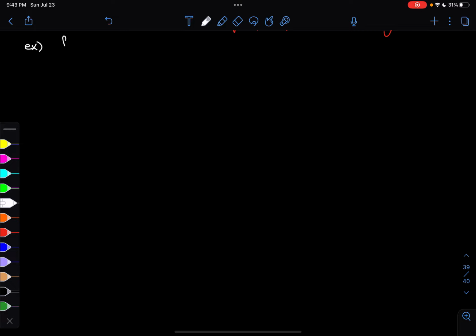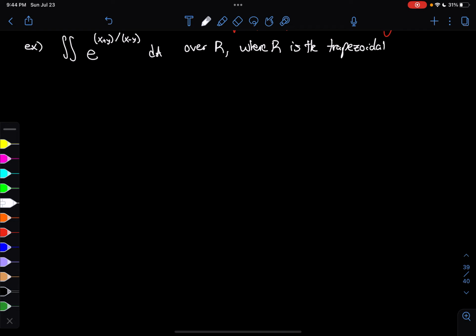So it wants us to evaluate the double integral of e to the x plus y divided by x minus y dA over R, where R is the trapezoidal region, that is, that has vertices of (1, 0), (2, 0), (0, -2), and (0, -1).